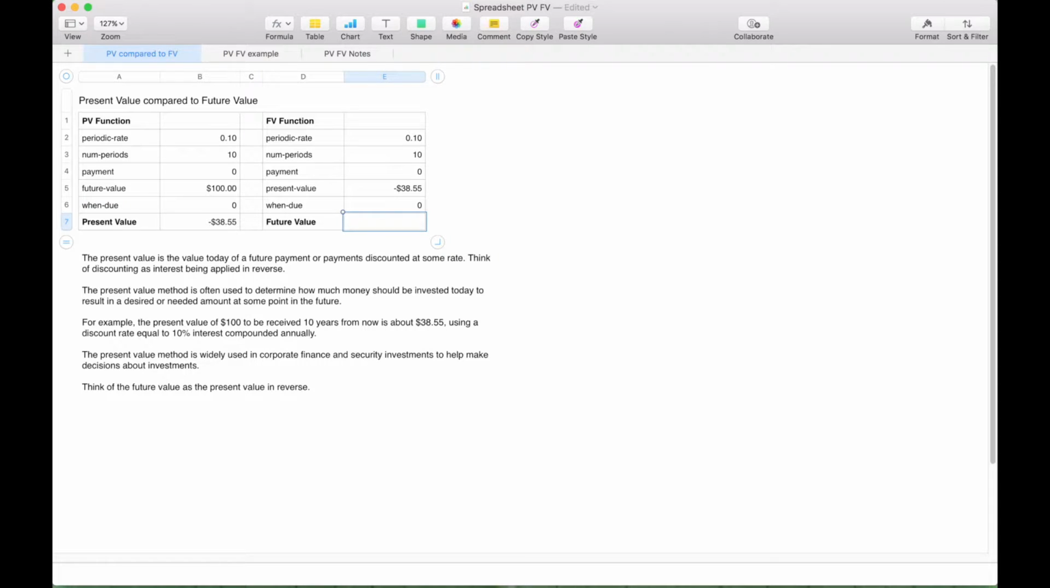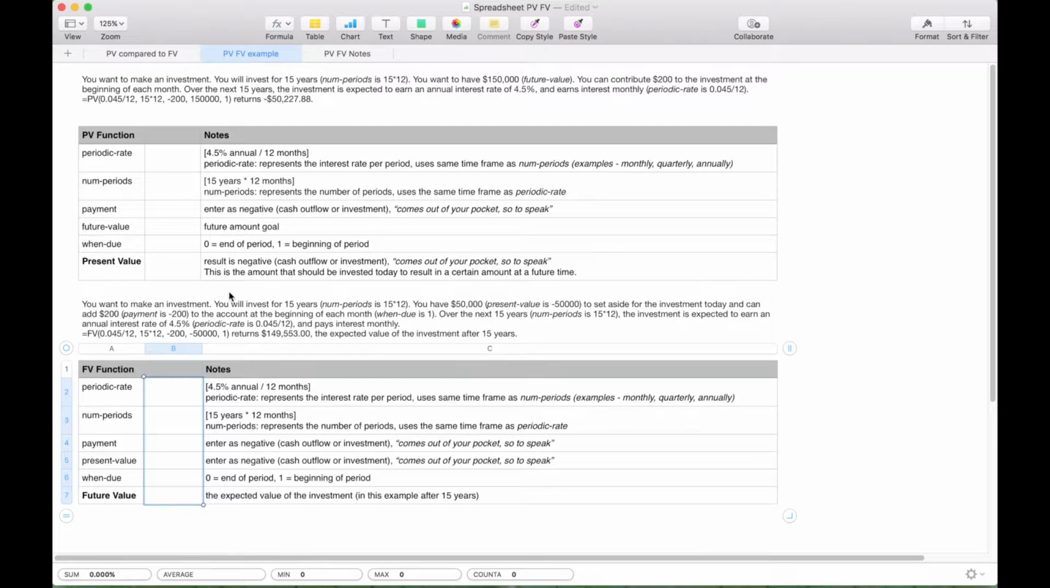And now let's use our future value function. So hit the equal sign, type FV for future value. Let's put in all of our arguments. And again, if we've set this up correctly, now we should get $100, which is basically what we did over here, but in reverse. Let's hit the check mark, and we get $100. Okay? So now let's move on to another example.